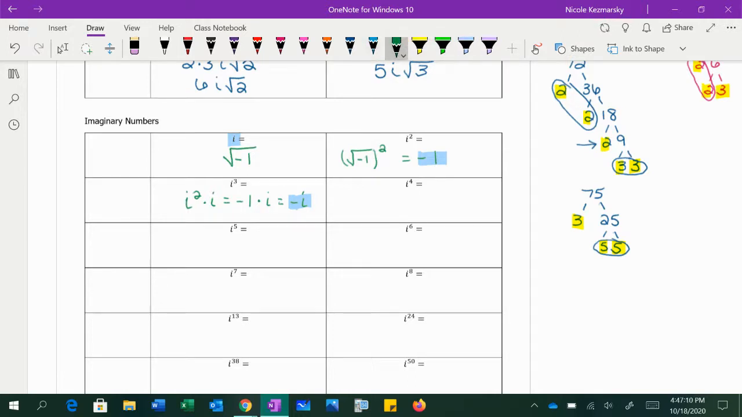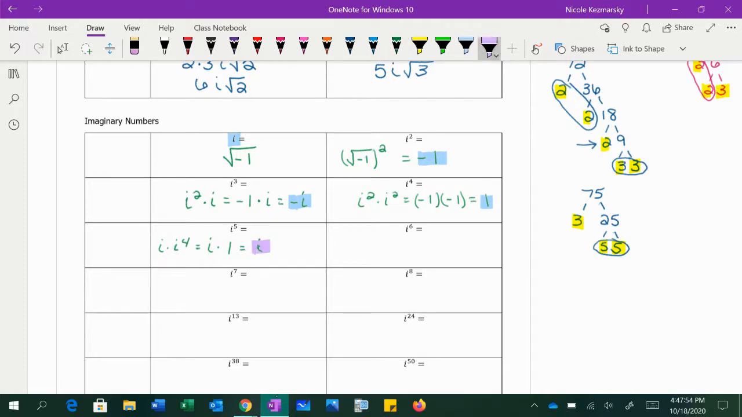Then for i to the 4th, let's do i squared times i squared. Well, that's -1 times -1, which is +1. After that, the pattern actually repeats because i to the 5th can be written as i times i to the 4th. That gives me 5 i's, i to the 5th. And we've got i times i to the 4th, which is 1, and 1 times i is i. So we're back where we started off.